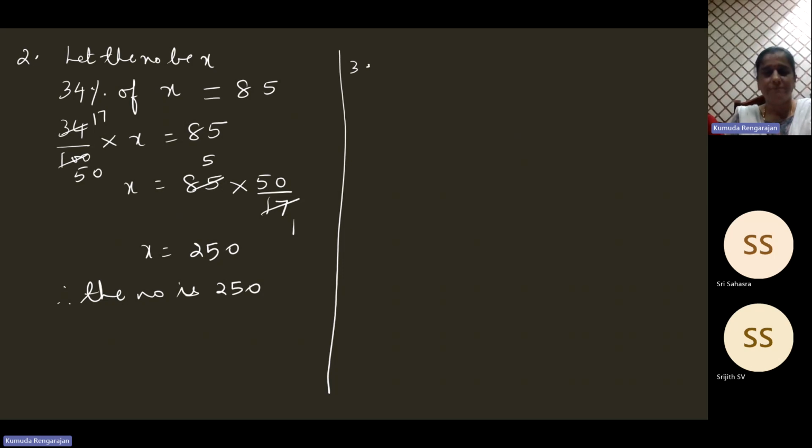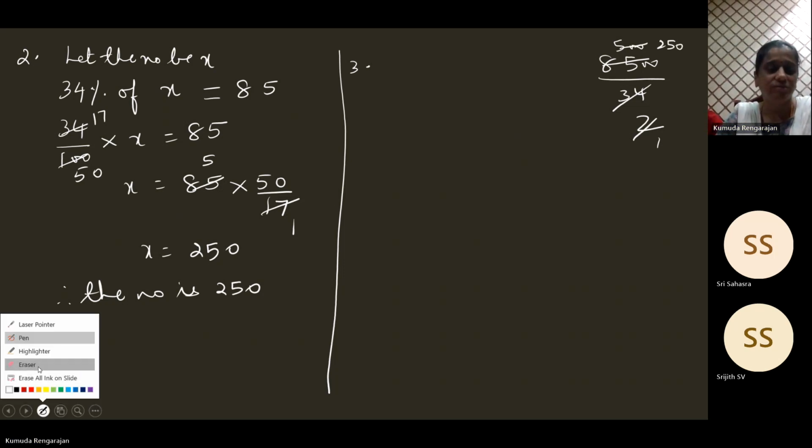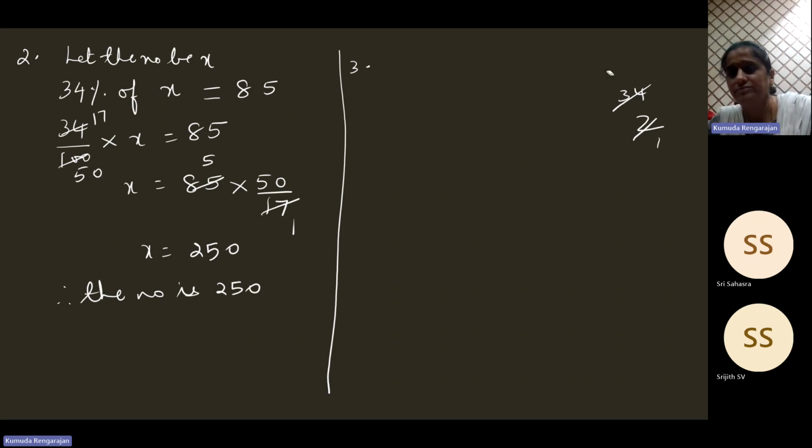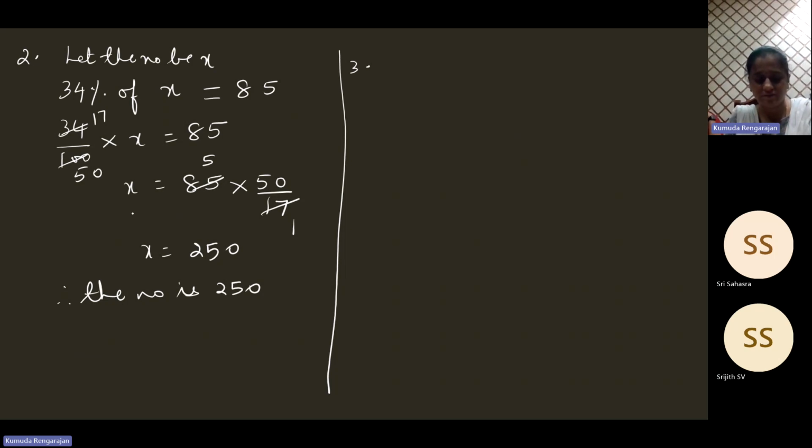Ma'am, in 34 by 100 into x is equal to 85, we didn't cancel 34 by 100. That's okay. You just took it as 100 by 34 to the other side, is it? Yes, ma'am. We got 8,500 by 34. Yeah, you didn't simplify. By 34, you're right. 17 tables. 17 twos are 34, 17 five hundreds are 8,500. 2 fives are 250. You're right. Simplify using the tables of 17. Okay.